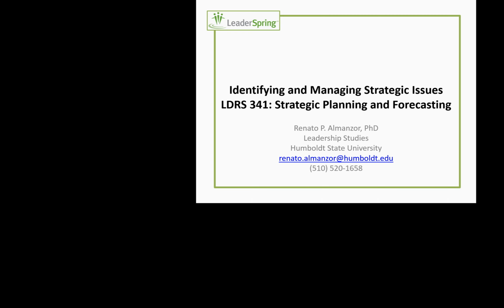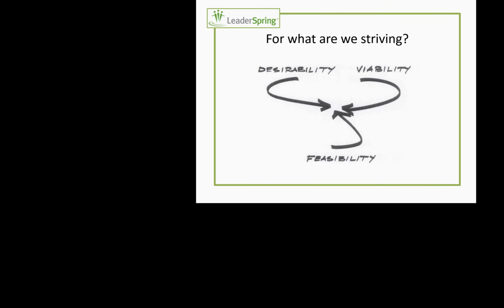When we talk about strategic planning, one of the things that we're really striving for is finding strategies that are desirable, viable, and feasible. Desirable in that it's wanted and in some ways needed. Viable in that it actually has some long-term implications. And then feasible in that we actually have the capability to carry this out or achieve this strategy.